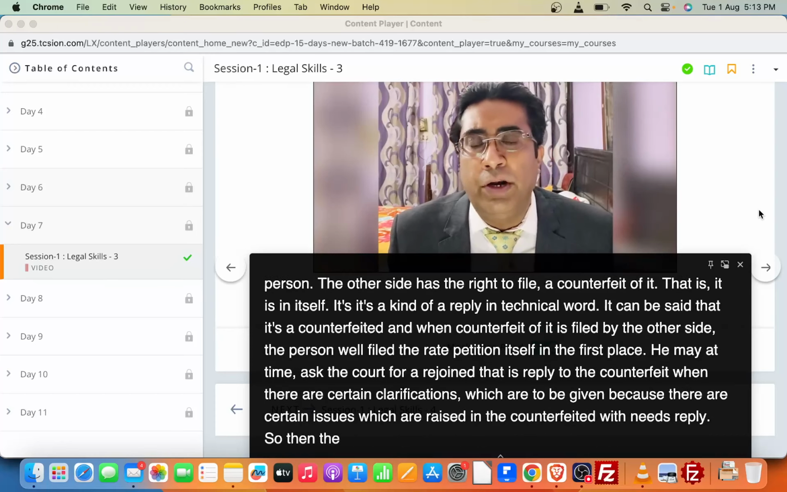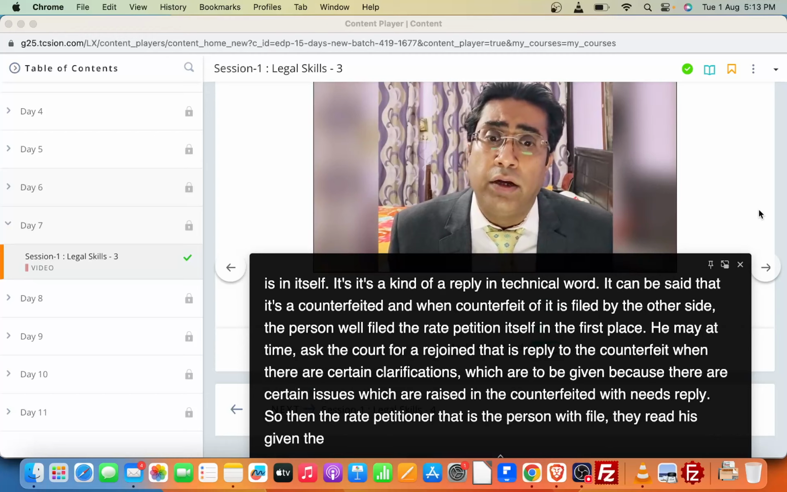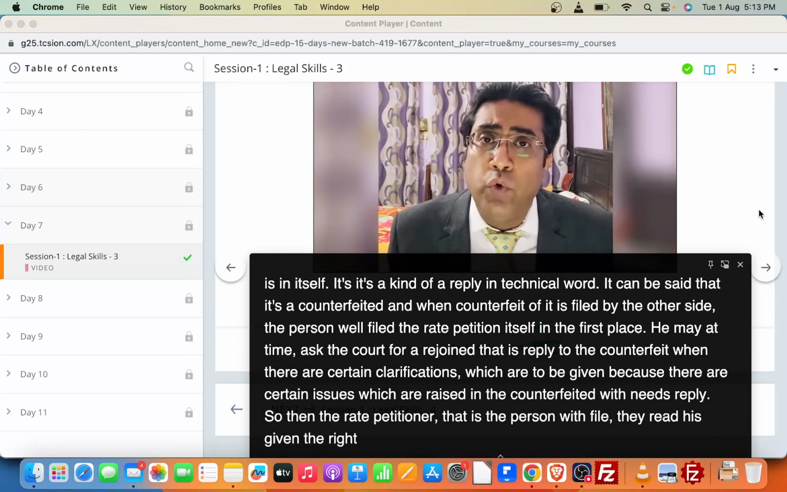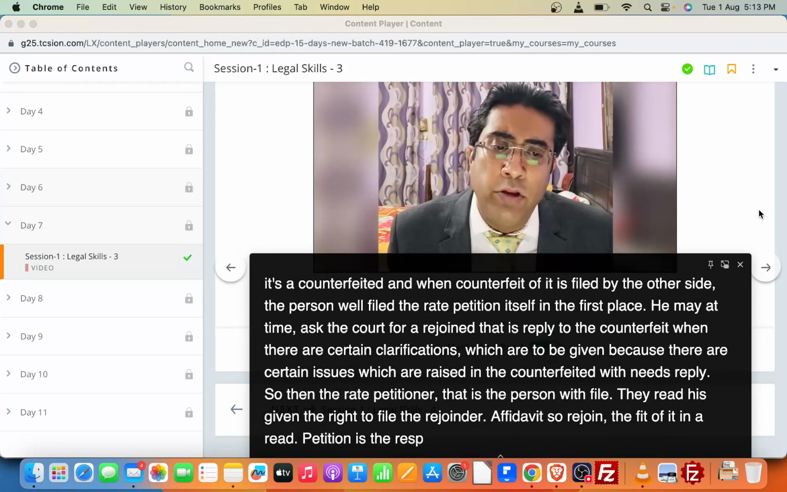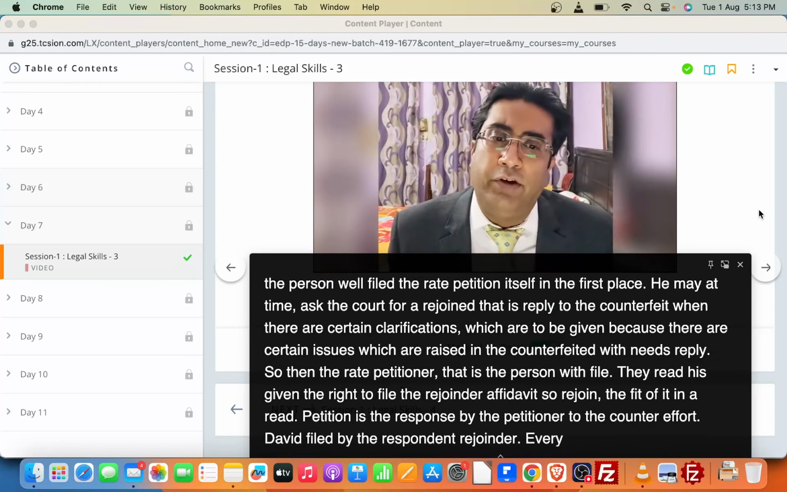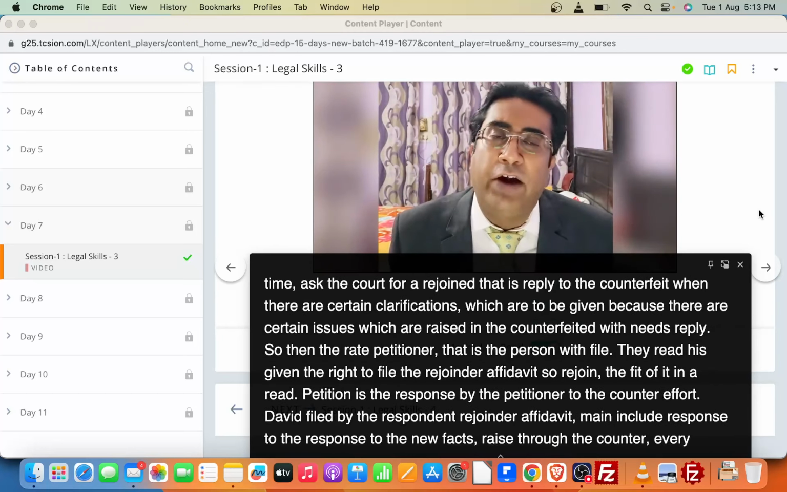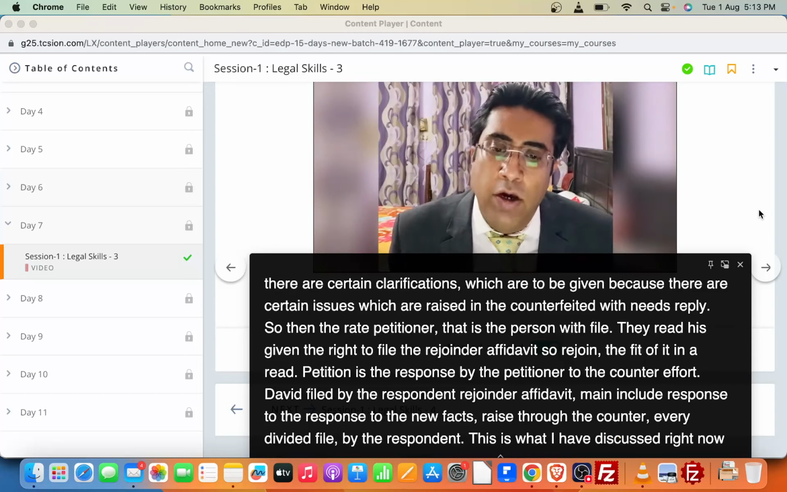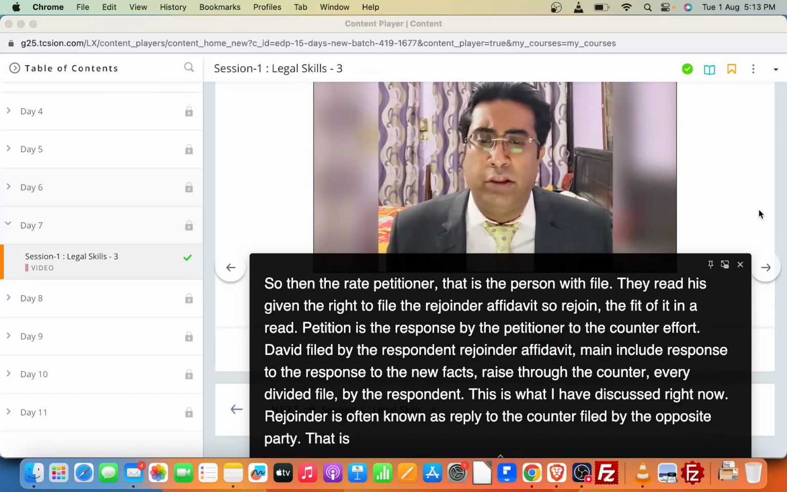So the writ petitioner, that is the person who has filed the writ, is given the right to file the rejoinder affidavit. So a rejoinder affidavit in a writ petition is the response by the petitioner to the counter affidavit filed by the respondent. A rejoinder affidavit may include a response to the new facts raised through the counter affidavit filed by the respondent. This is what I have discussed right now. Rejoinder is often known as the reply to the counter filed by the opposite party, that is the respondent.